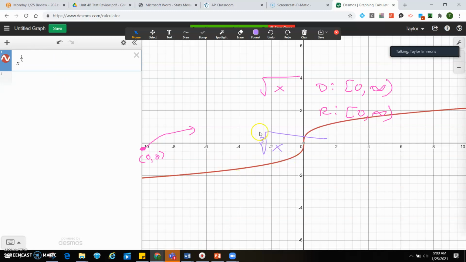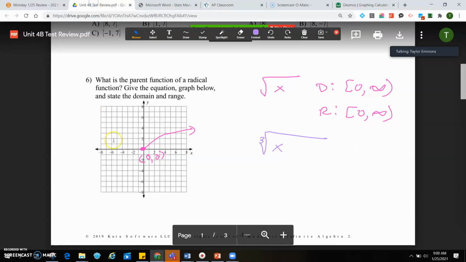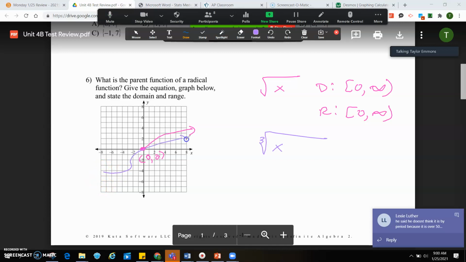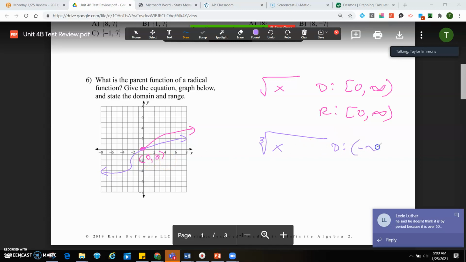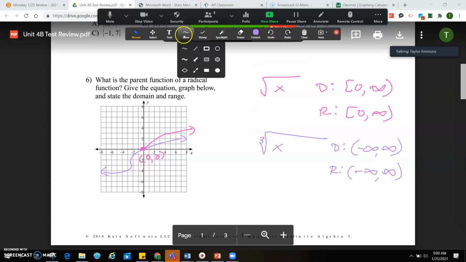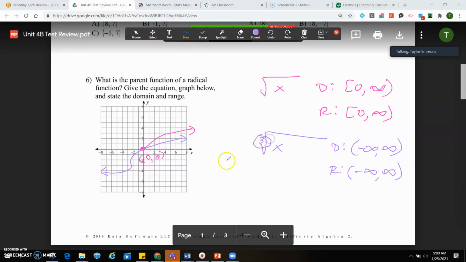It's going to be this kind of swoop, right? So going back over here, it's going to look like this. Swoop. So for your domain for that one, it's always going to be negative infinity to positive infinity, and your range is also always going to be negative infinity to positive infinity. So if it ever has this little 3 in the little cubby hole right here, then it's always going to be negative infinity to positive infinity.